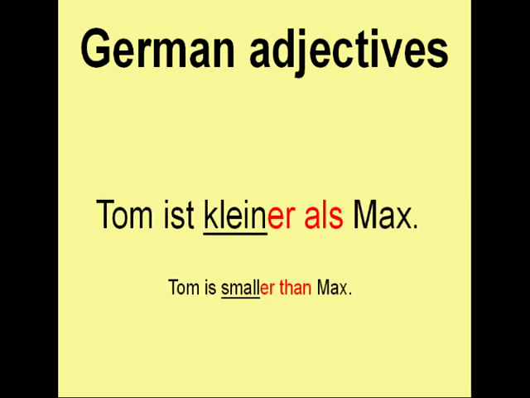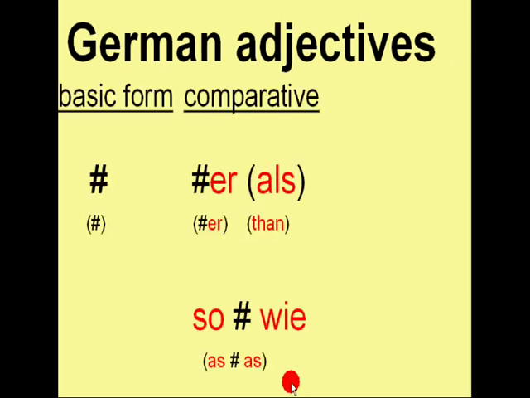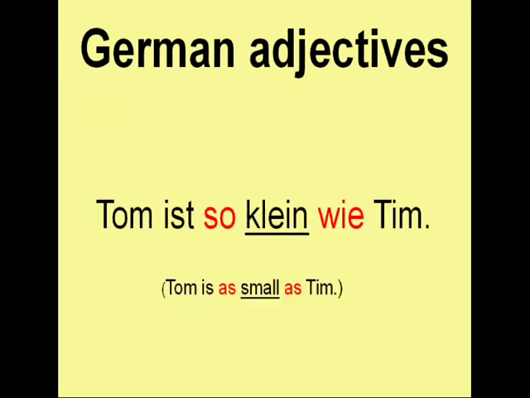And in combination with the word als, Tom ist kleiner als Max, which means Tom is smaller than Max. If we want to compare things or persons that are equal to each other or on the same level, we use for the words as and as in English the words so and wie in German. The example sentence for that would be Tom ist so klein wie Tim.